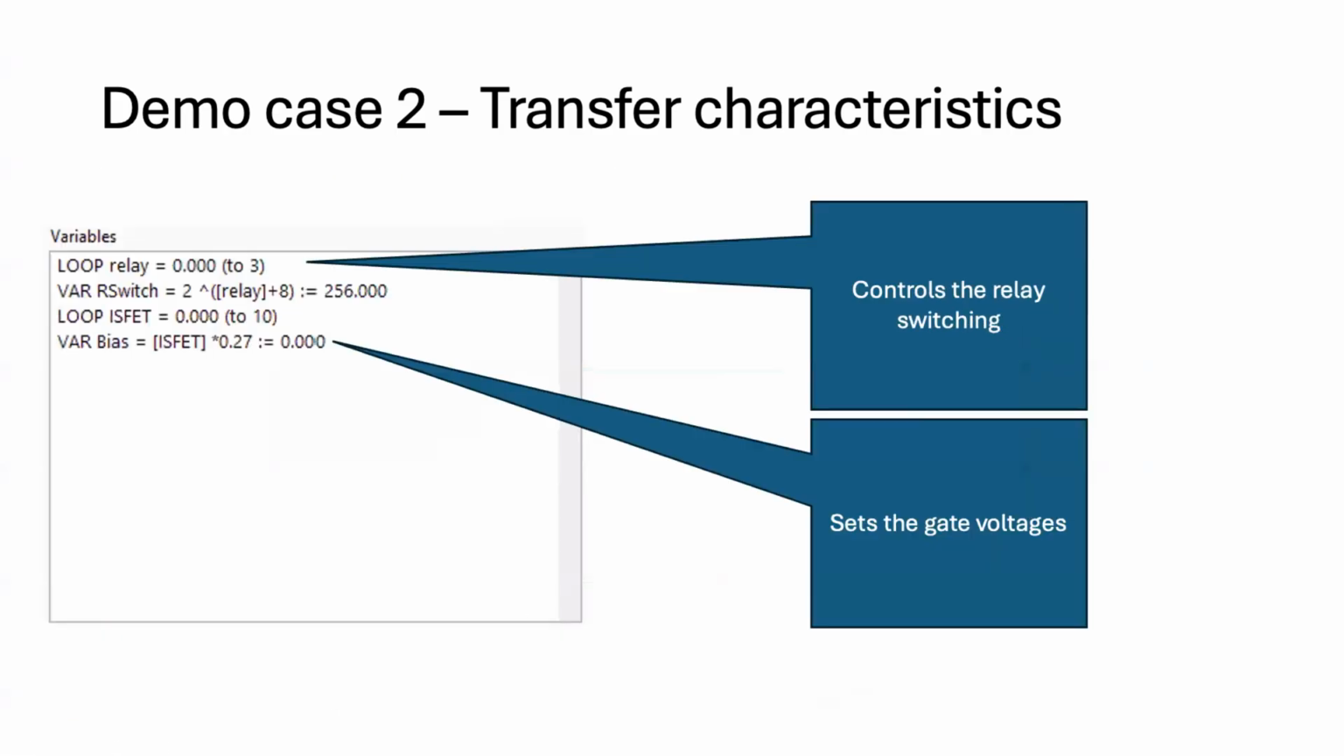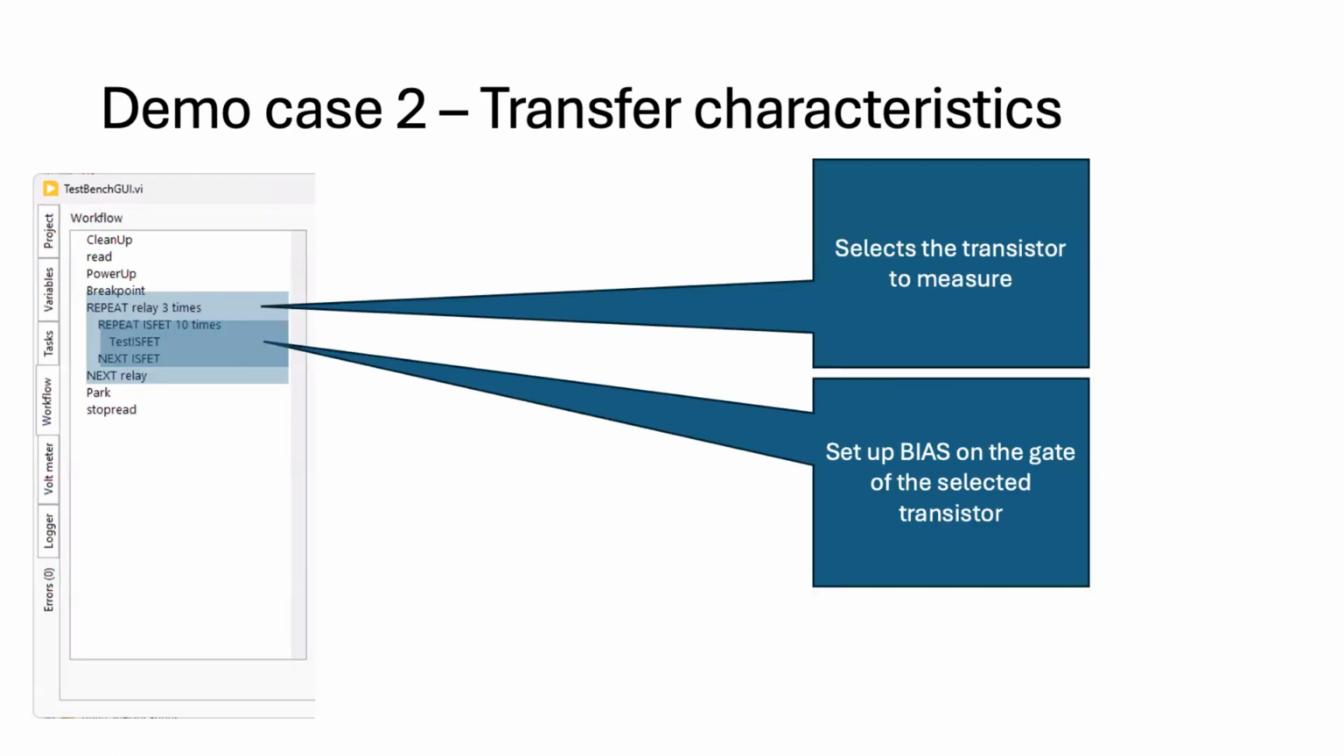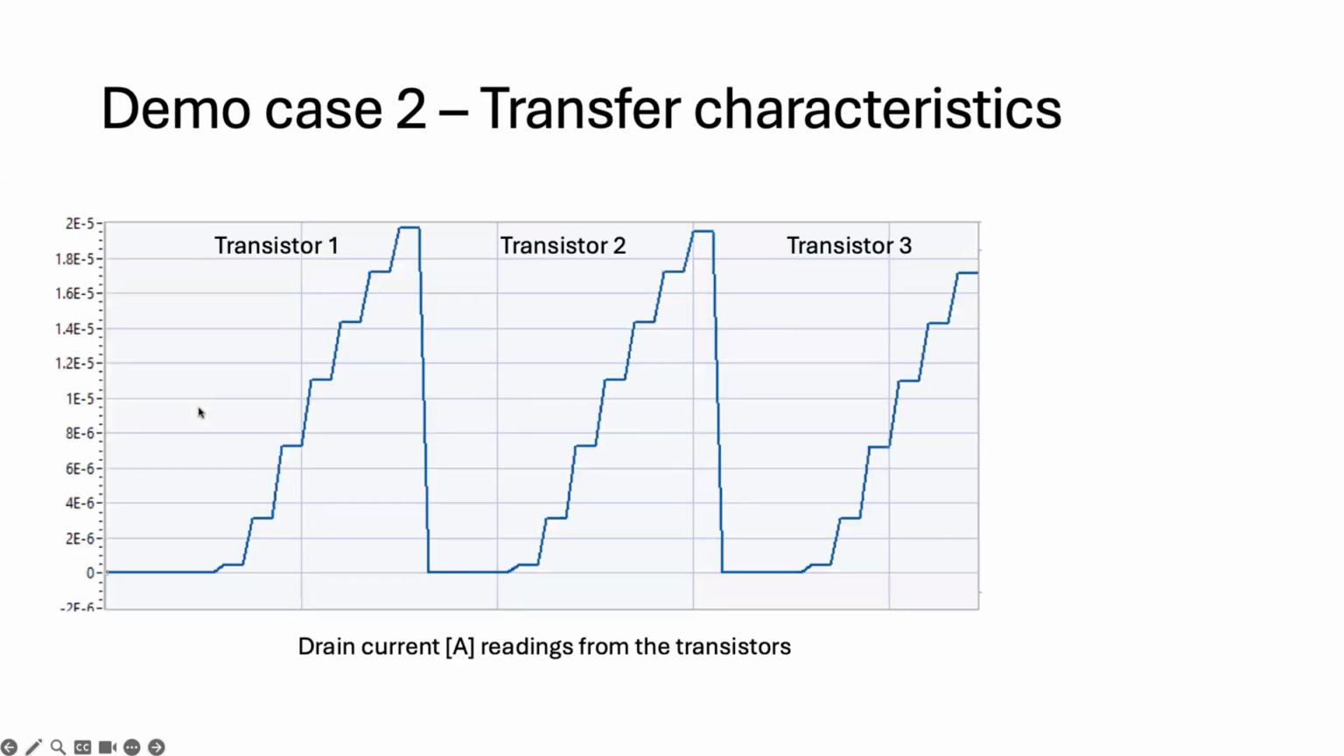If I go back here, then you can see that this will mean voltages from 0 to 2.7 volts exactly within this loop. Then let's see, this is the result. So drain current for transistor 1, transistor 2, and transistor 3. So from this, we can say that those 3 transistors behave pretty much in the same manner.